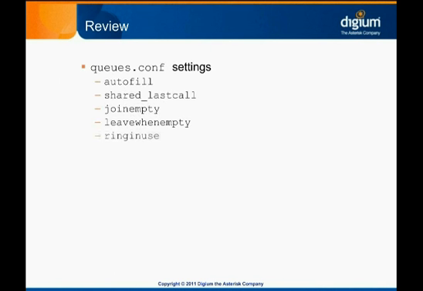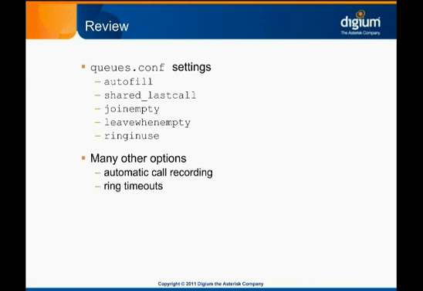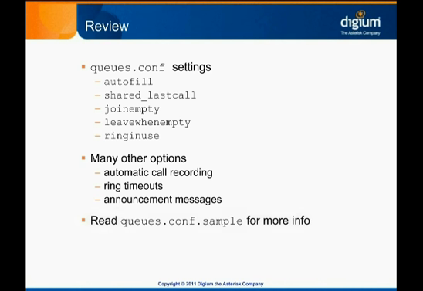In this module, we looked at several important queue options that customize exactly how and when calls are distributed. Please realize there are many other ways to fine-tune Asterisk's queuing module, including options related to automatically recording queue calls, setting ring timeouts, and configuring the frequency and content of various announcement messages. As always, the sample configuration file is a great resource to learn more about these options.